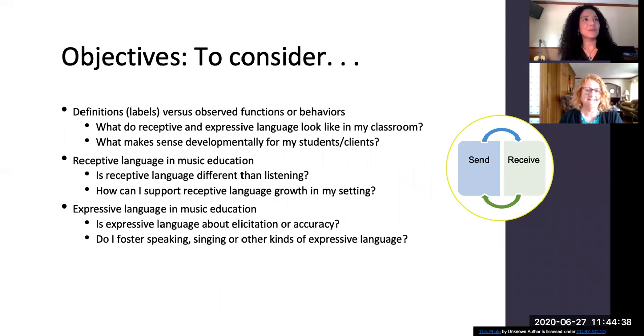Before we jump in, we just wanted to have a little overview of the objectives we're going to be considering with you today. We're going to be talking about some definitions, some labels versus our observed functions or behaviors. You can see we have some sub-questions to guide our conversation as well. We're going to talk about receptive language in music education, and then also expressive language in music education. And as you can see from the visual on your screen, we're going to be having a conversation about this sending and receiving loop and how they interact and affect one another.